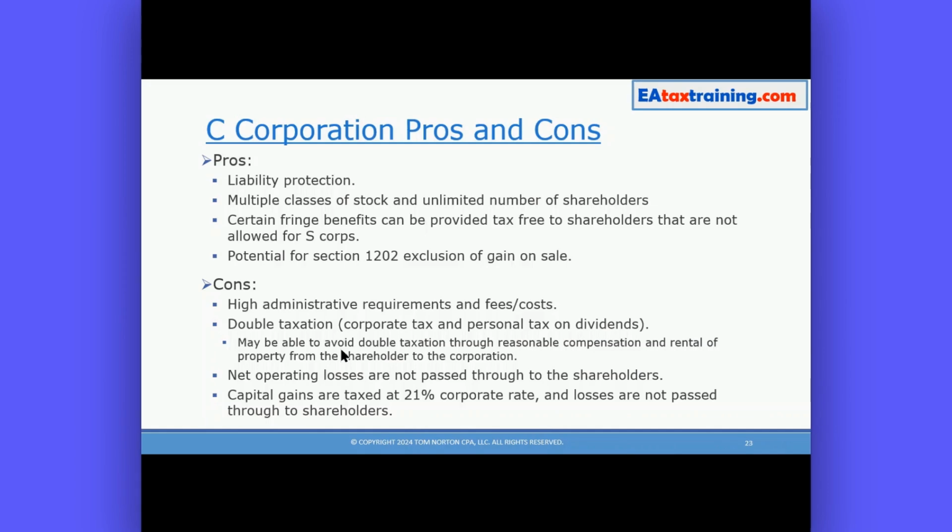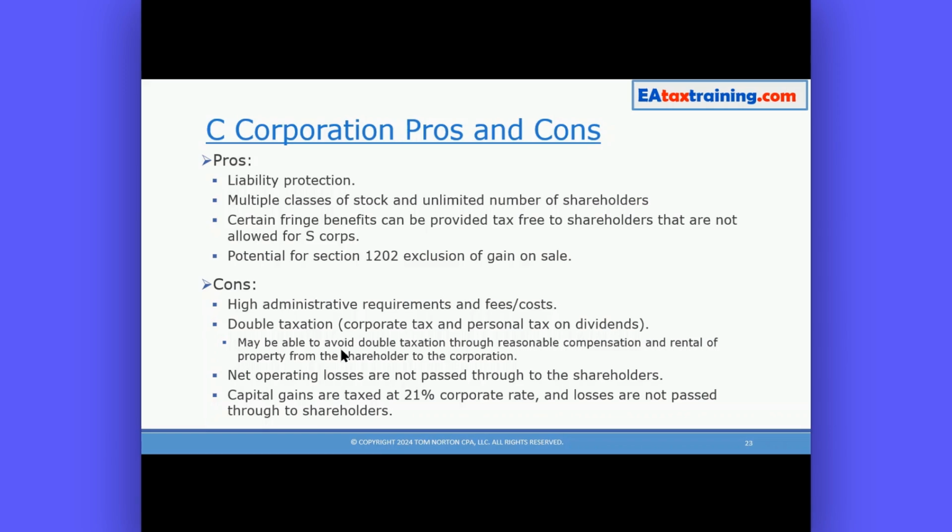So the shareholder, for example, could own the building where the business operates, and then the corporation can pay the shareholder rent rather than paying a dividend. Again, it has to be reasonable rent. And we'll talk about all of this later when we get into the individual entity types. But the point is that there are some ways that you may be able to avoid some of this double taxation, but it is still a disadvantage of being a C Corp.